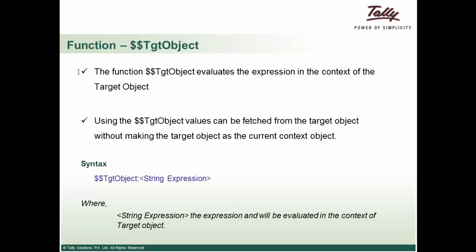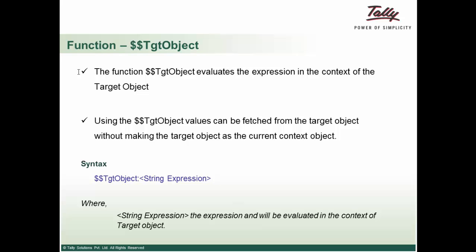The function $TDL evaluates the given expression in the context of the targeted object. So within the function we will have two contexts. One is the source and one is the target. So if you simply say $name, it will fetch the value from the source object, and if you write $TDL colon $name, it will fetch the $name from our targeted object context.